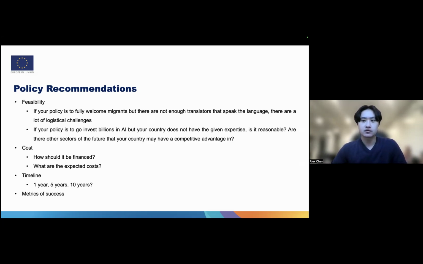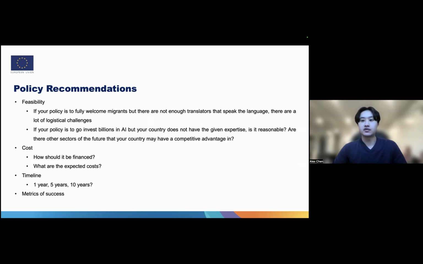So on that point, I think feasibility is very important. For example, if your policy is to fully welcome migrants, but there are not enough translators that speak the language, there are going to be logistical challenges, right? That's not to say it can't be overcome, but that's something you're going to have to explain. If you say, okay, let's have everybody from the world come in, how are you going to communicate with them if they don't speak the same language?